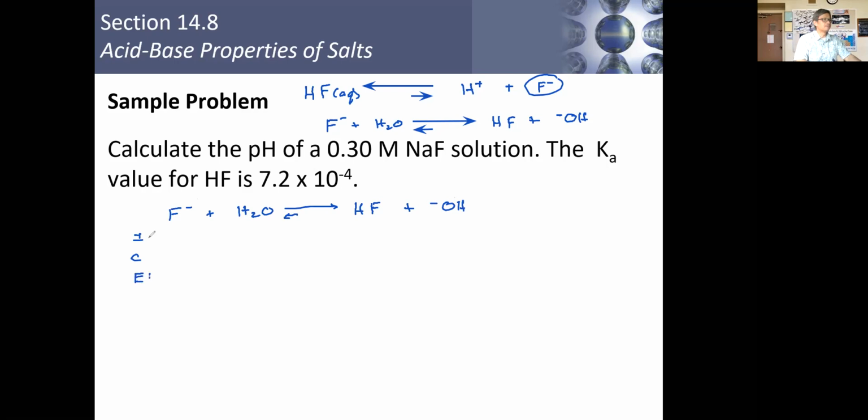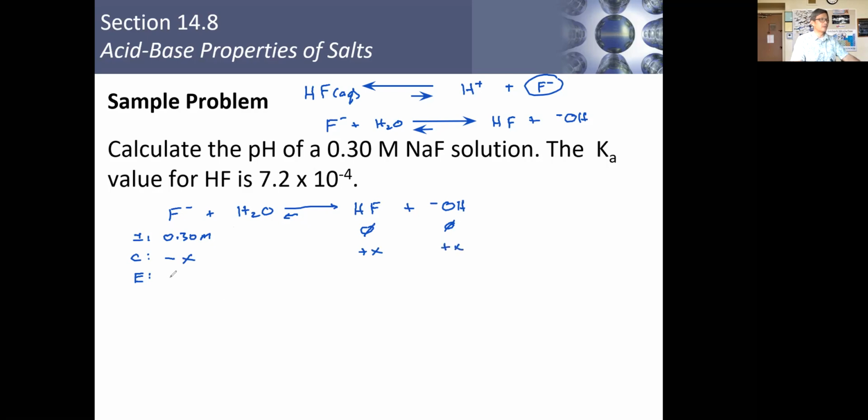Initial concentration of the fluoride ion. Sodium fluoride is a completely soluble compound, so that means the concentration of the fluoride ion is going to be 0.3 molar. Initially, again, we don't have to worry about water. We're not going to have any of the hydrofluoric acid, and we're not going to have any of the hydroxide. So with that said, Q is going to be less than K, so it's going to be plus X, minus X, plus X here.